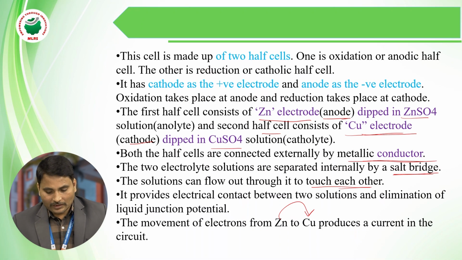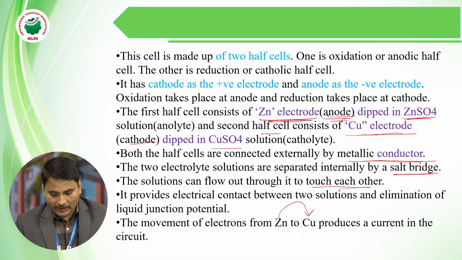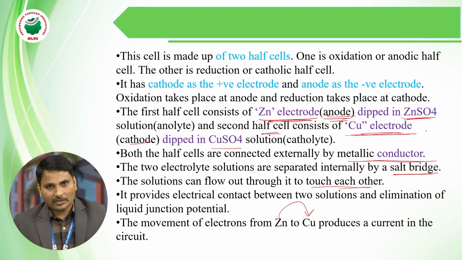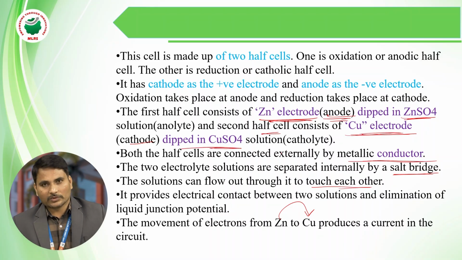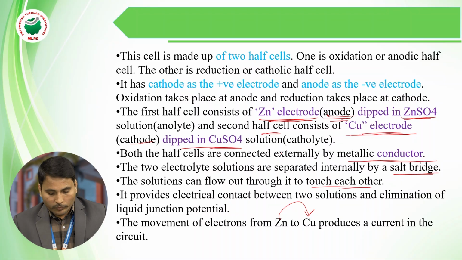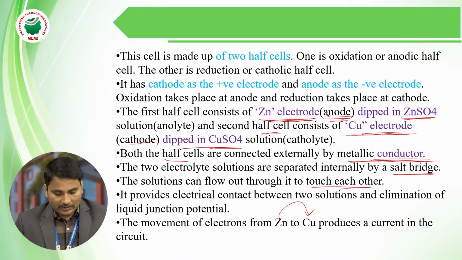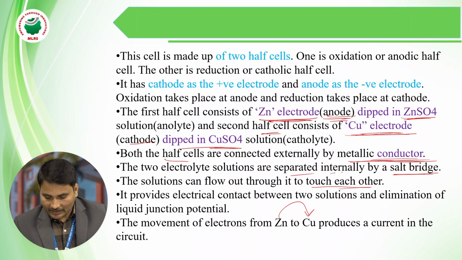The first half cell consists of a zinc electrode, which acts as the anode, dipped in a zinc sulfate solution. The second half cell consists of a copper electrode dipped in a copper sulfate solution or electrolyte. Both half cells are connected externally by a metallic conductor with a voltmeter. The two electrolyte solutions are separated internally by a salt bridge.